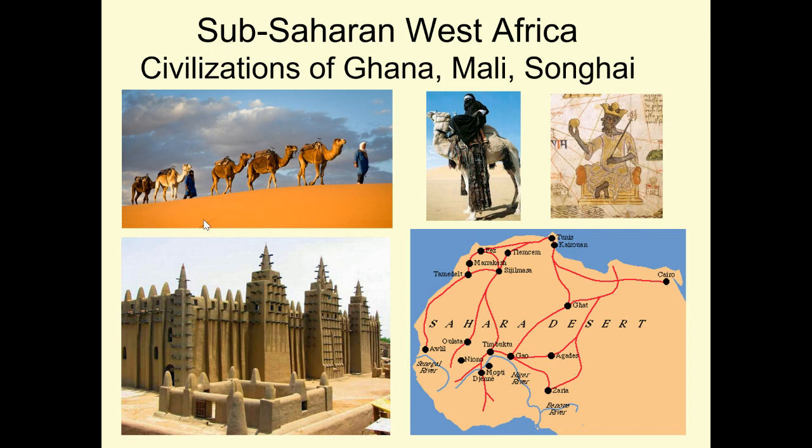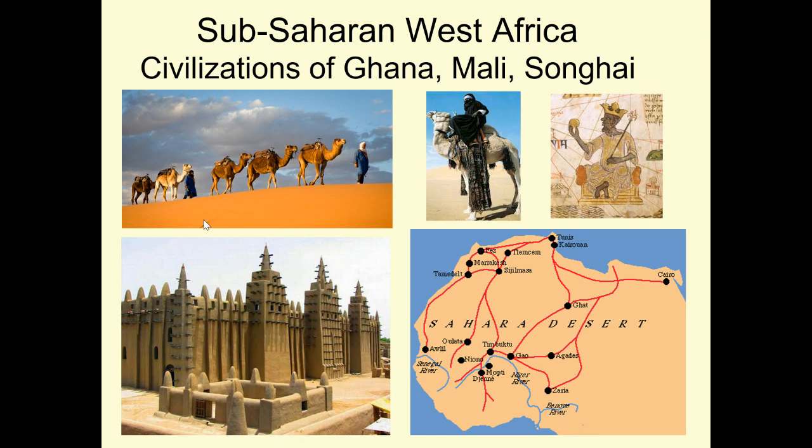We will also study sub-Saharan West Africa. Sub-Saharan means the area south of the Sahara Desert, which is the largest desert in the world. The Sahara Desert is about the same size as the United States. So if you can imagine getting on a camel and riding all the way from Los Angeles to New York City, and it's nothing but desert the whole entire way, that's how big we're talking about.